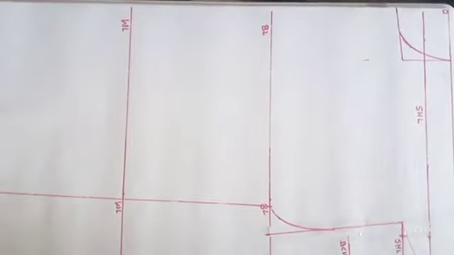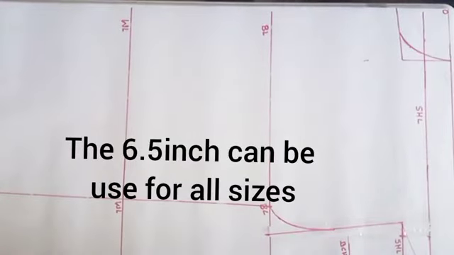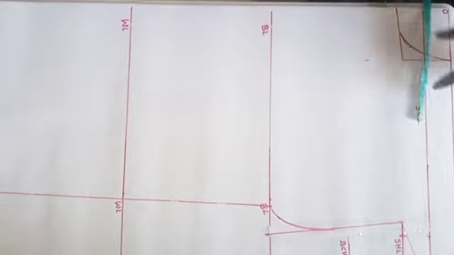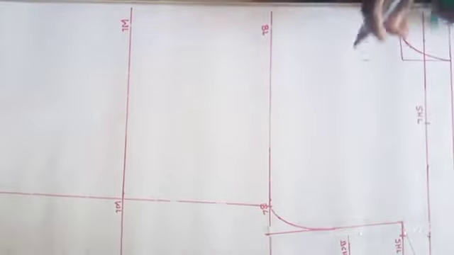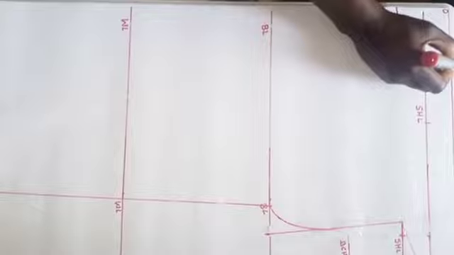So the next thing we'll be doing is to insert 6.5 inch on the shoulder line. So we'll be inserting the 6.5 inch on the shoulder line like this. This 6.5 inch is constant and can be used for any size. We'll mark the 6.5 inch. So next we'll be connecting the NP to that 6.5 inch point.